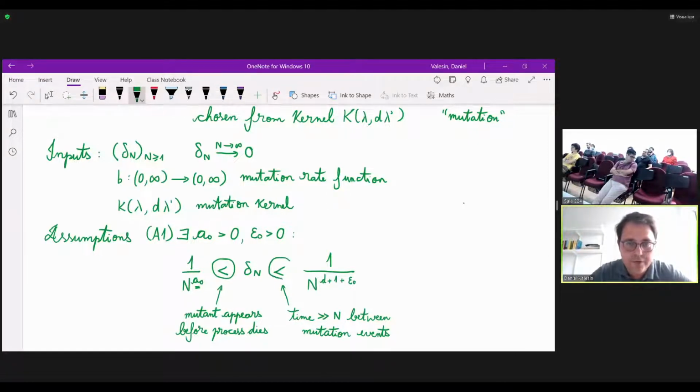But I also ask for it to go to 0 at least fast enough that mutations are not too frequent. And this is kind of the main assumption. So this second inequality is sort of the main assumption. What it's doing is guaranteeing that between one mutation occurrence and the next, there is a time of order roughly n. So that when a mutant appears, there is some time.